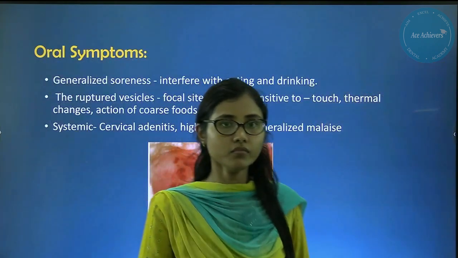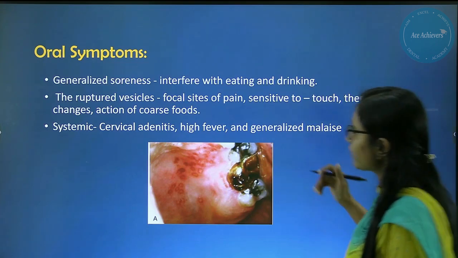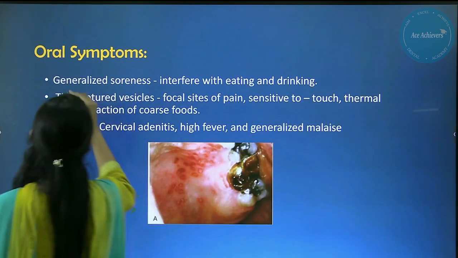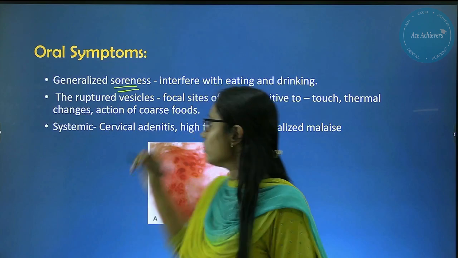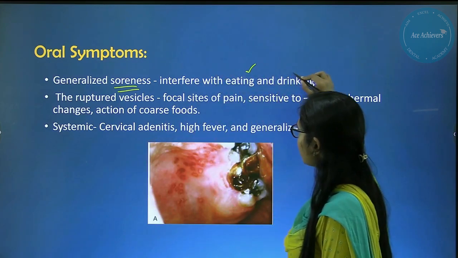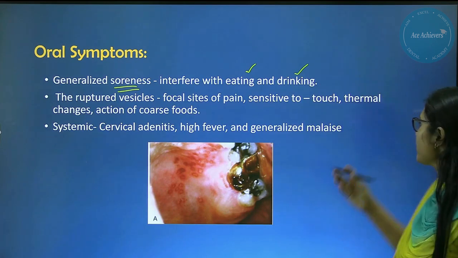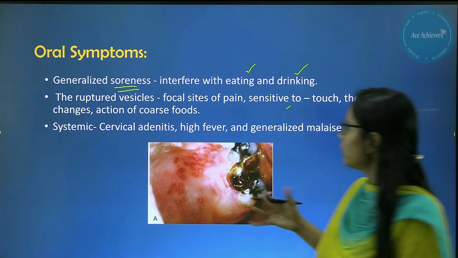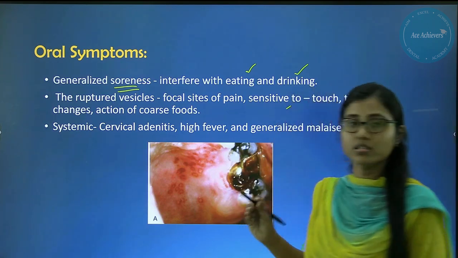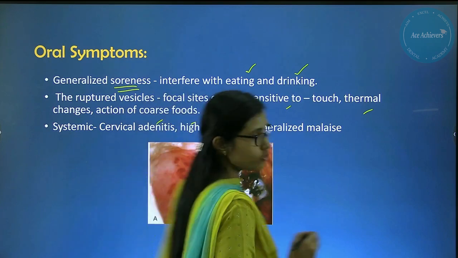When we see the other oral symptoms, there might be generalized soreness. The patient might complain of generalized soreness and difficulty in eating and drinking. The ruptured vesicles might cause focal sites of pain, and the area might be sensitive to touch. The patient might have sensitivity to thermal changes, even when masticating. There are also some systemic involvements like cervical adenitis, high fever, and generalized malaise.